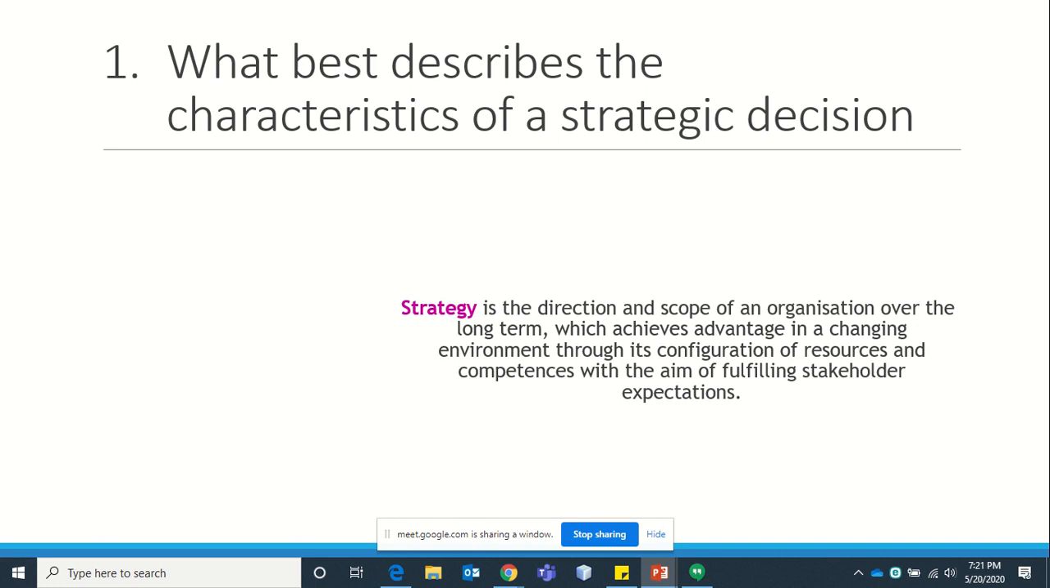We know we have the PESTLE factors. I hope you know about the PESTLE factors: political, environmental, technological, economic, legal, and social. So within that environment, the organization is operating. When it comes to the business environment, we have the macro environment and the micro environment. This environment is always changing.